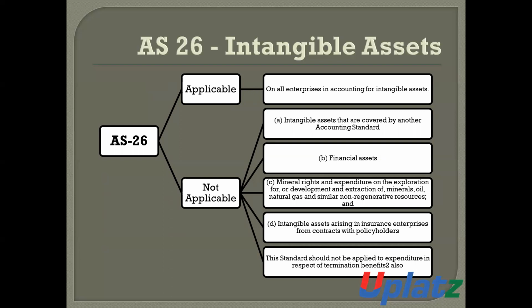Accounting Standard 26 is not applicable in the case of intangible assets that are covered by another accounting standard. If any intangible asset is covered by any other accounting standard, then AS 26 will not cover such intangible assets. And Accounting Standard 26 is not applicable on financial assets.